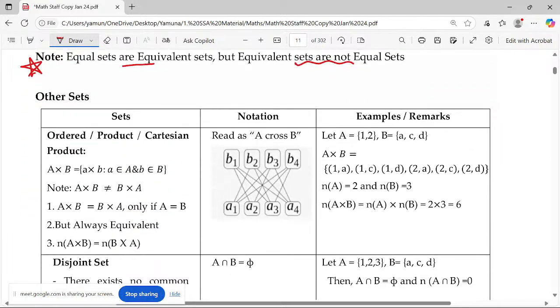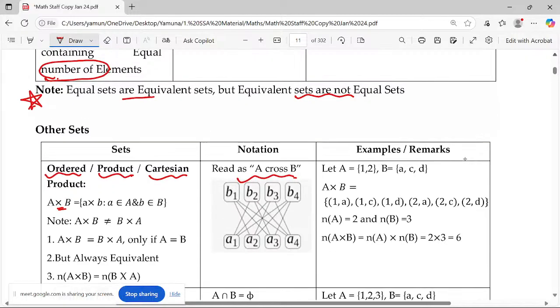And what other sets do we have? You can call it ordered product or Cartesian product. The representation we use here is the cross symbol. Usually in arithmetic operations we call this the multiplication symbol. This is not an arithmetic operation. It's a set operation, so we use it as cross. Okay. So how do you read it? A cross B.